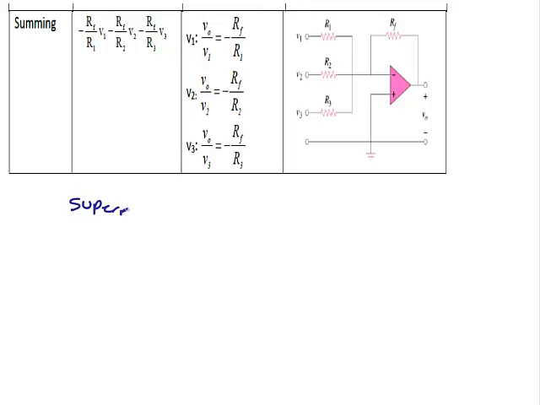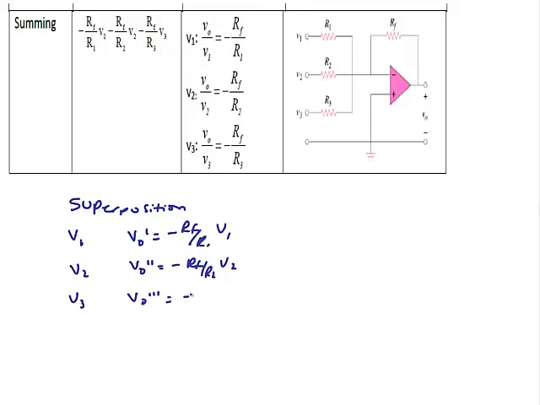What this means is that if we turn each of the input voltages on one at a time, what's the output? If only V1 is on, what you'll see is that these other two are grounded, which makes their input 0. And now this looks just like an inverting amplifier that we had before. So VO prime would be equal to negative RF over R1 V1. Similarly, if we turn on V2, VO double prime would be equal to negative RF over R2 V2. And if we only turn on V3, VO triple prime would be equal to negative RF over R3 V3.